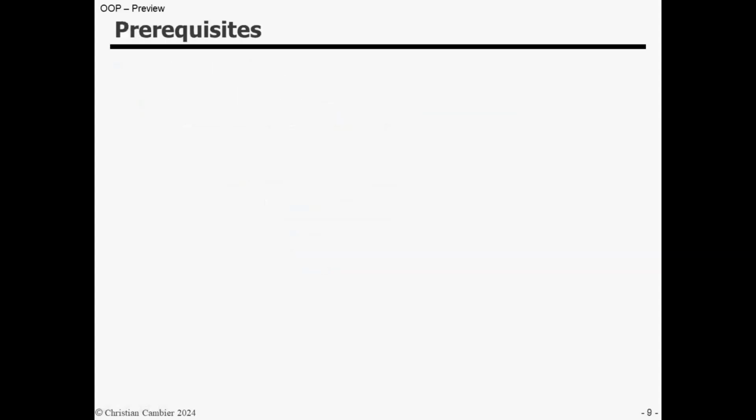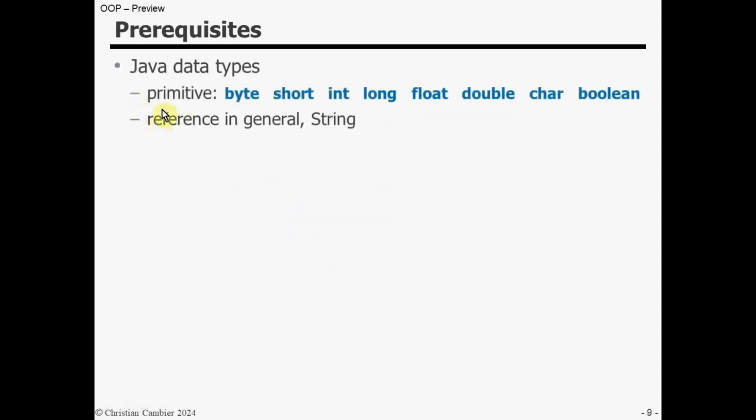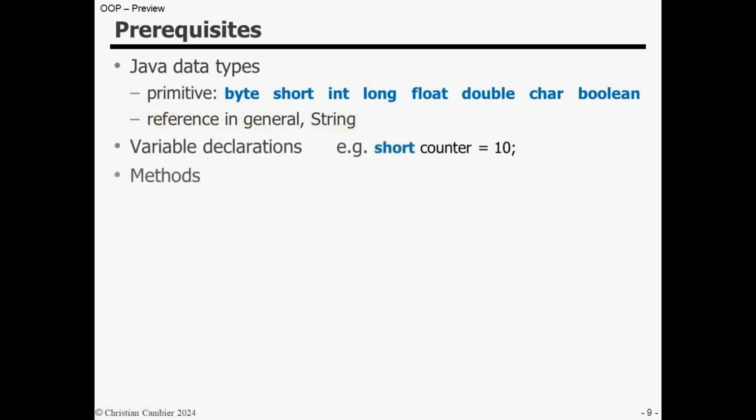What are the prerequisites? This is not a Java beginners course, in the sense that I expect you to be familiar with the following principles. Java data types: what the primitive types are, byte, short, int, long, etc., and know what they stand for. Also a reference type in general and the String class in particular. Then what it means to declare a variable, what methods are, and then the classical loop and conditional constructs, which you find, I guess, in every programming language, not only in Java.